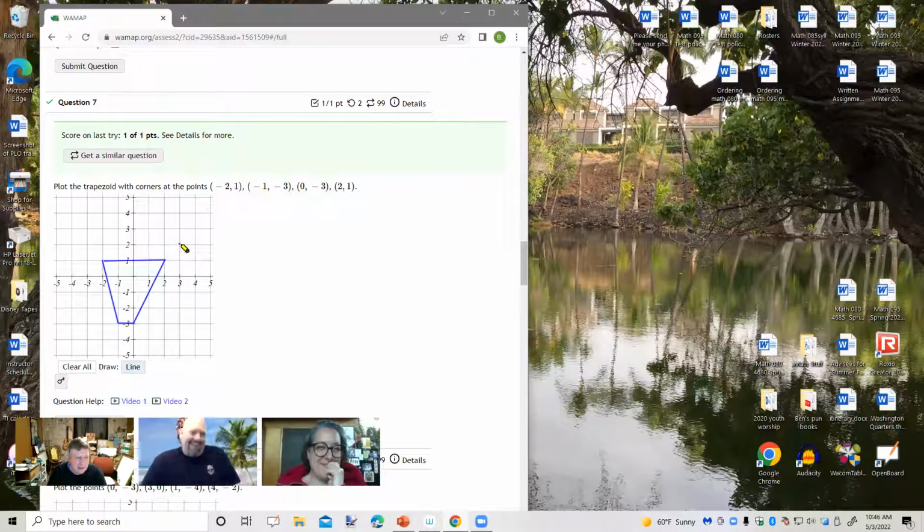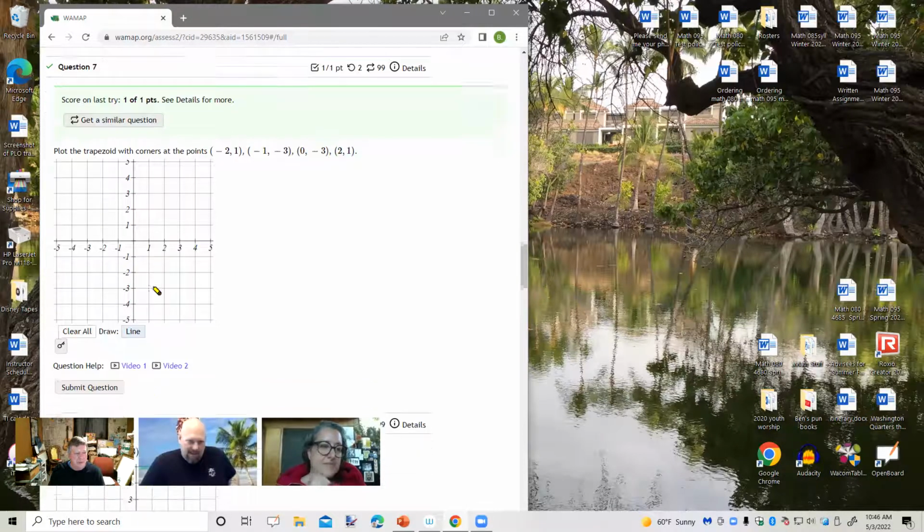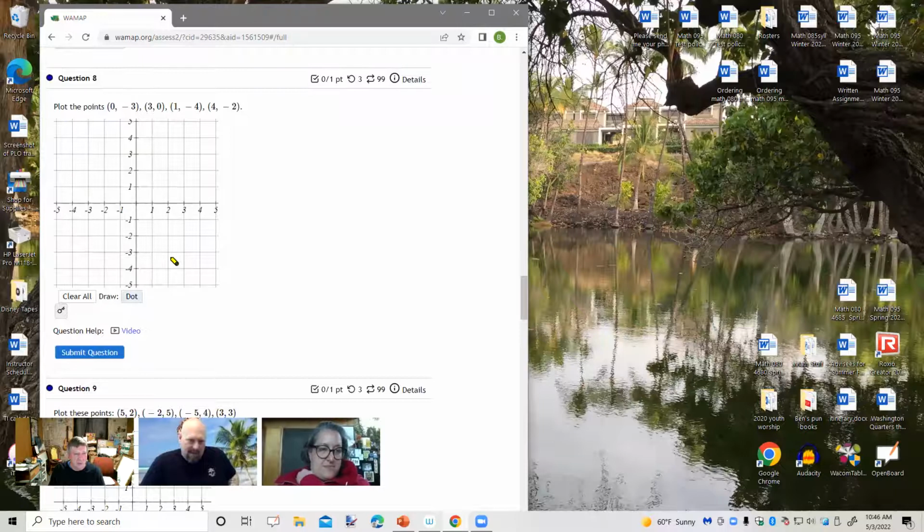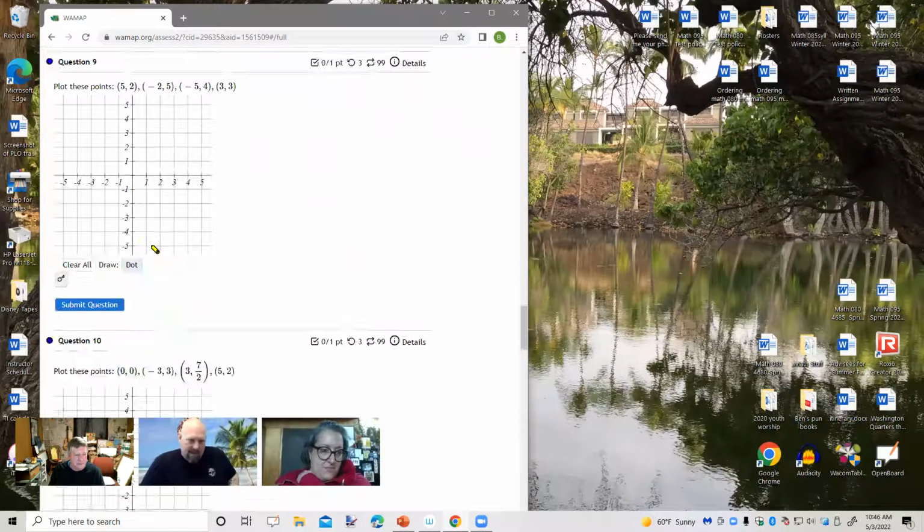So you click and then release it, and then you get to your next point, and then you click and then release it, and you get to your next point. I kind of like that, okay? So that's a little bit tricky. And just plot them in order. And when you get to the last point, you've got to come back and reconnect it. Okay. Plot the points. That's just plotting points. We've done that.